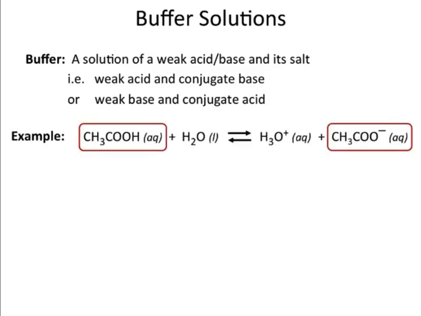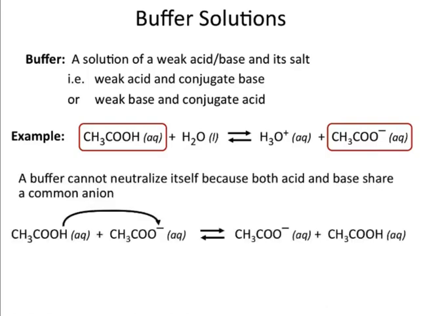So an example, this would be an acetate buffer. So you have acetic acid. And now if you just look at acetic acid, it'll dissociate and form H3O+ and acetate. And now if you add both the acetic acid and acetate, you have roughly equal parts, then you have a buffer. And now a buffer can't neutralize itself because, well, okay, it moves this hydrogen from one acetate to the other. Nothing really changed here.